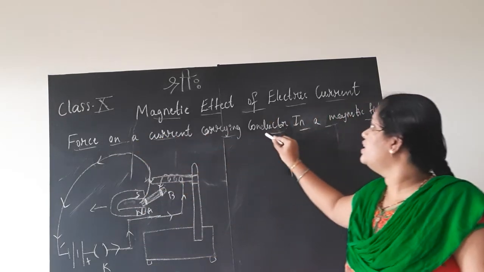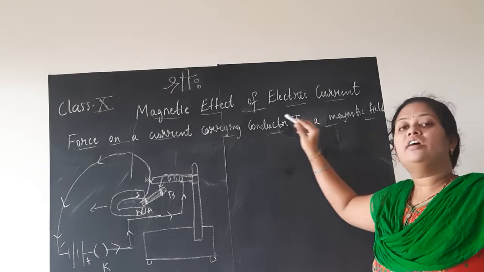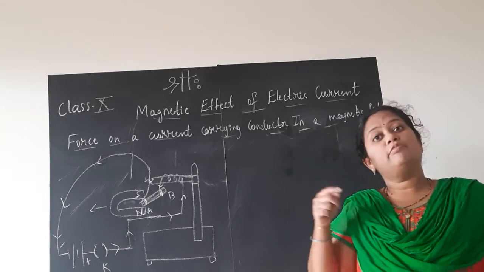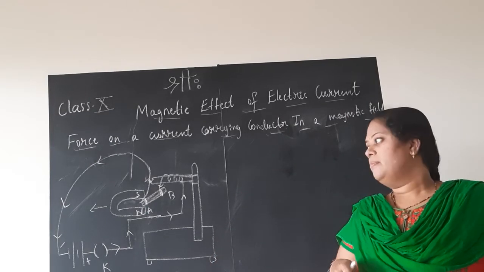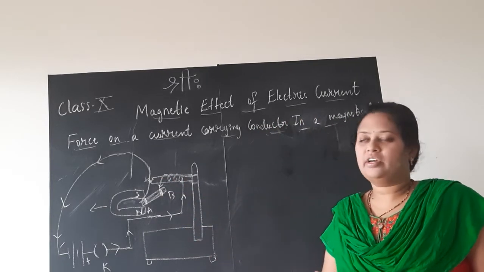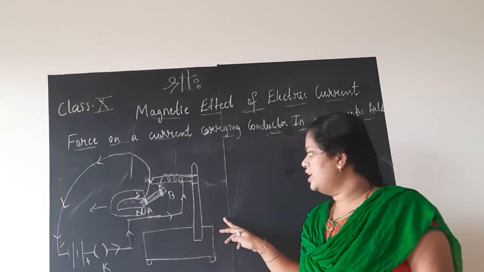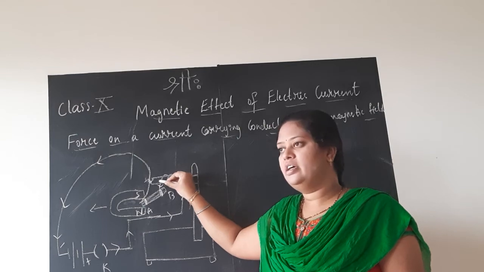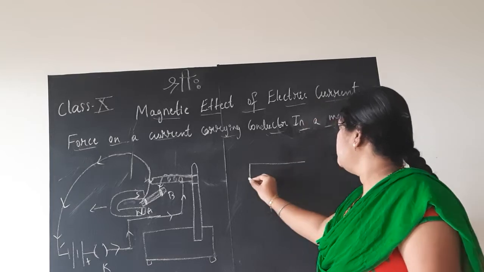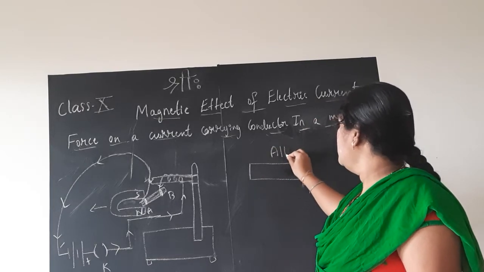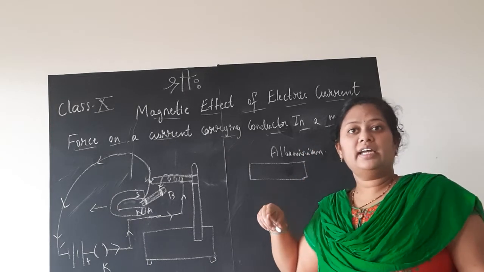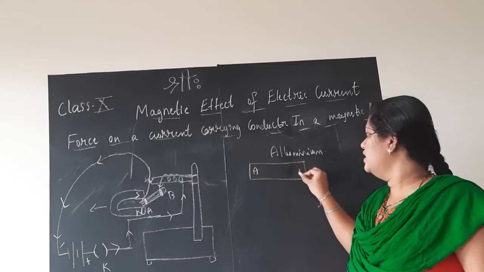So force on a current carrying conductor in a magnetic field means we have placed the current carrying conductor inside the magnetic field, and there is some force produced on it. How is it produced? You can have a look at this picture. You have the same figure in your textbook as well, children. Here you can see the stand as support, and to that stand we have connected a conductor. The conductor which we are using here is an aluminium rod with ends A and B.